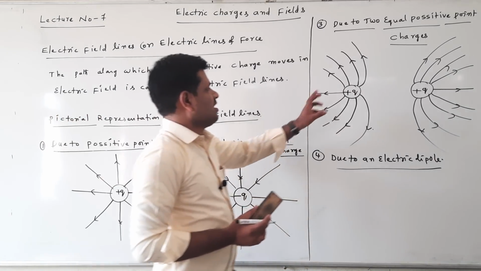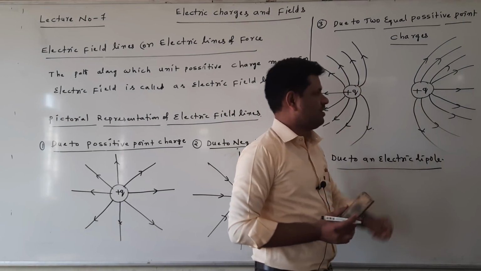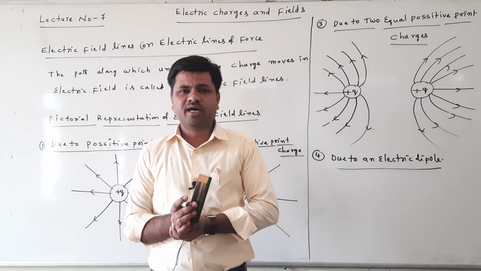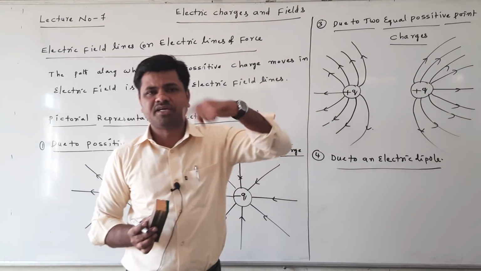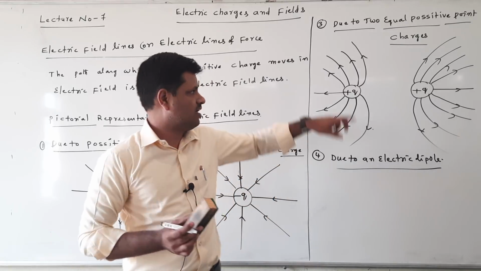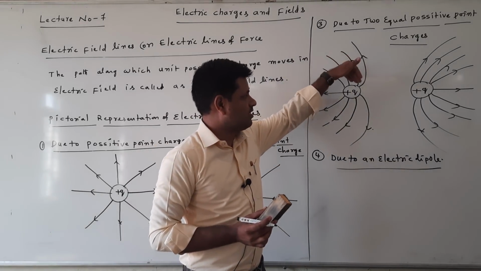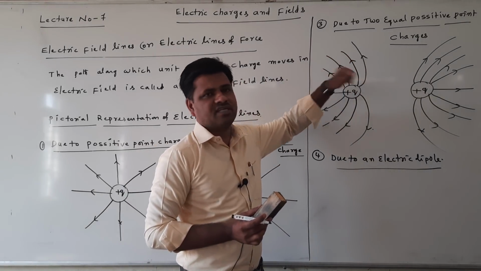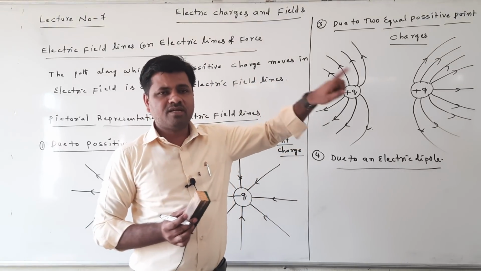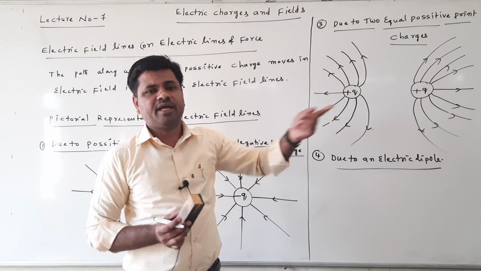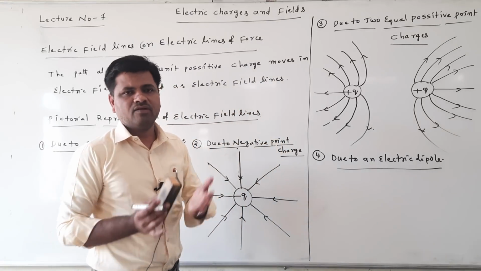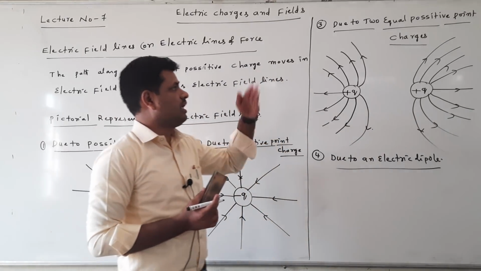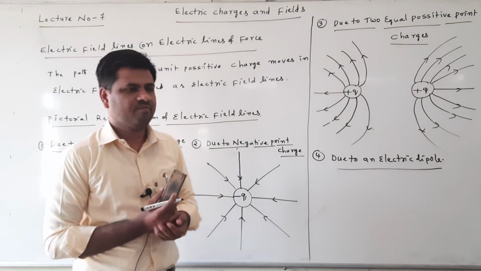That's the reason, suppose negative is given, we just draw the same electric field lines but change the directions. For positive, it is going away from the charge. Supposing negative is taken, the lines go towards the charge. Positive means divergence from the charge, negative means converges towards the charge. Just that one change is made, due to two equal negative point charges.